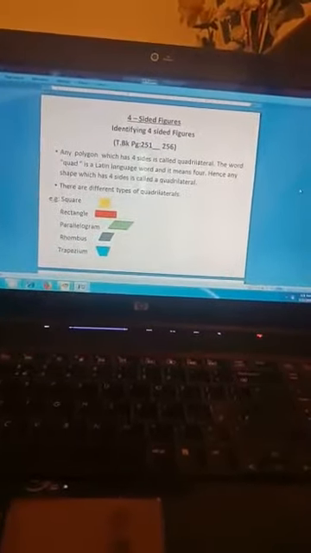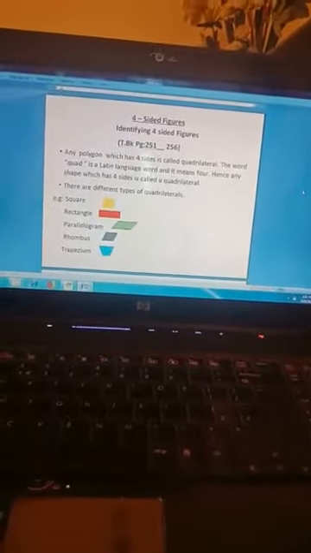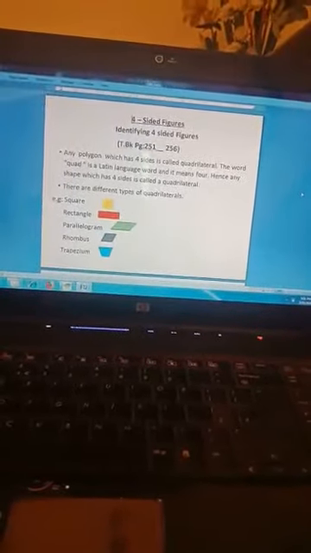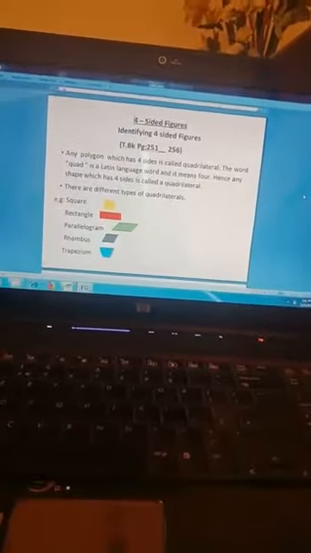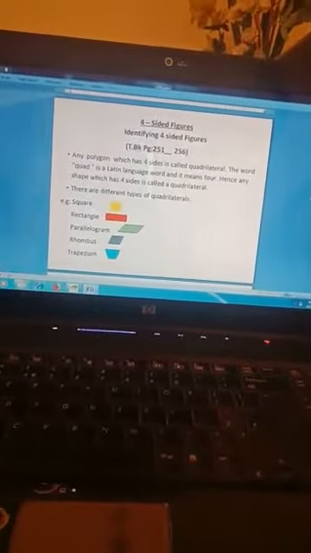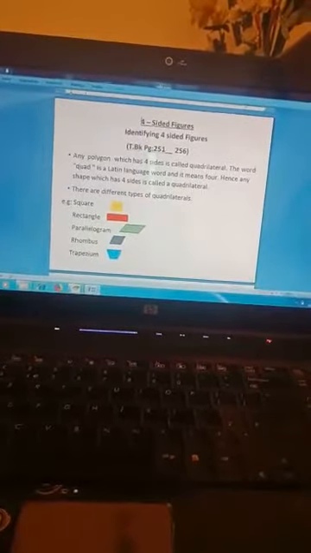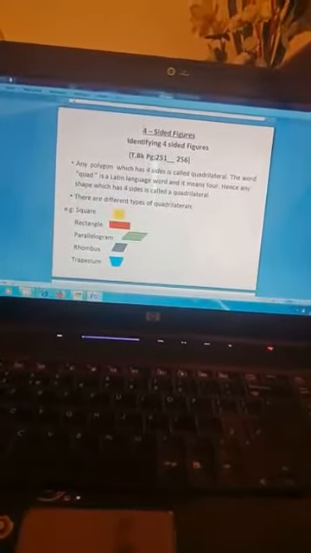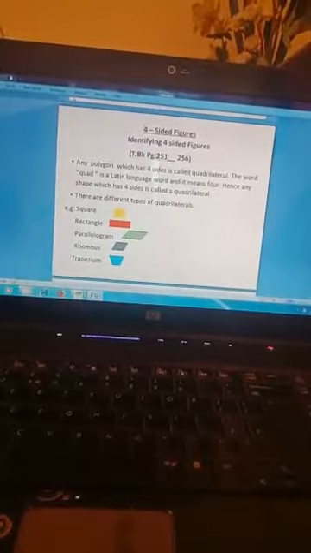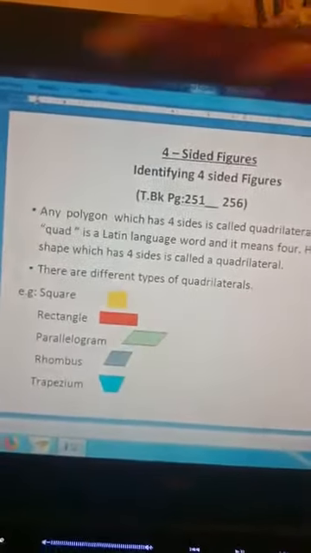Before I move on to the types of quadrilaterals, let me remind you that you have previously done the chapter on triangles. As tri means three, we said that a shape which has three sides is known as a triangle. In the same way, a shape which has four sides is known as a quadrilateral. There are many examples of quadrilaterals: square, rectangle, parallelogram, and rhombus.